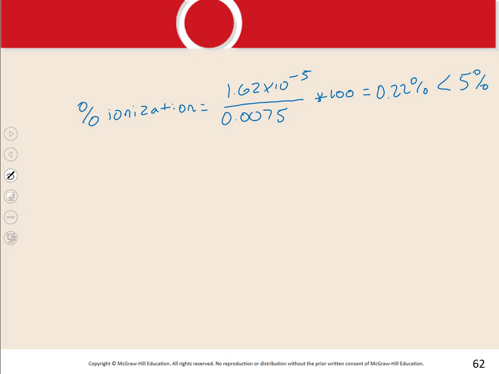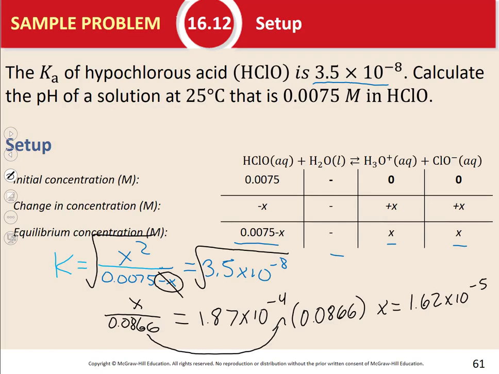You do not have to go back into the quadratic. So the original question is to find the pH. So again, pH is equal to the negative log of hydronium. The hydronium ion concentration from our table is equal to x, so we're just going to plug in what we found for x.